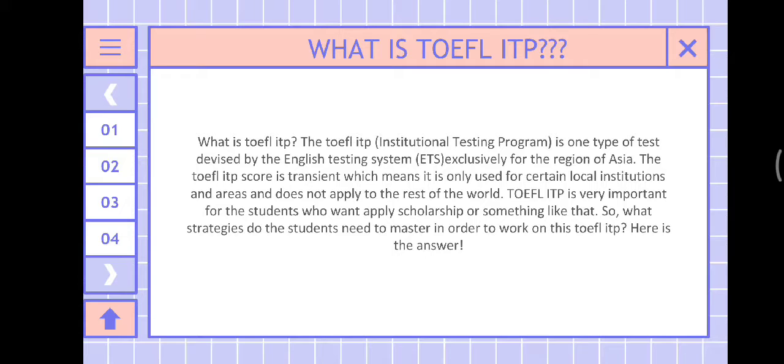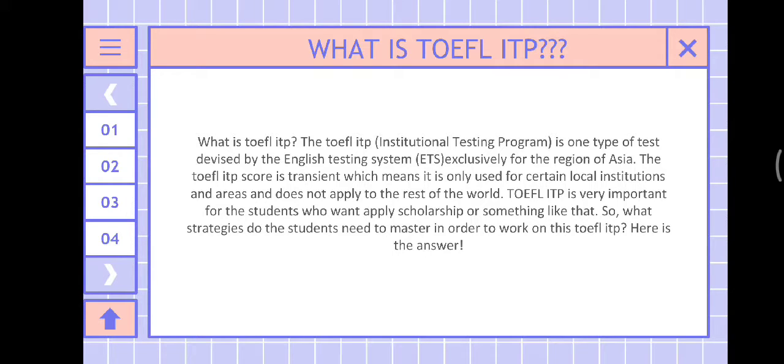What is TOEFL ITP? The TOEFL ITP, or Institutional Testing Program, is one type of test devised by the English Testing System, or ETS, exclusively for the region of Asia. The TOEFL ITP score is transient, which means it is only used for certain local institutions and areas and doesn't apply to the rest of the world. TOEFL ITP is very important for students who want to apply for a scholarship or something like that.